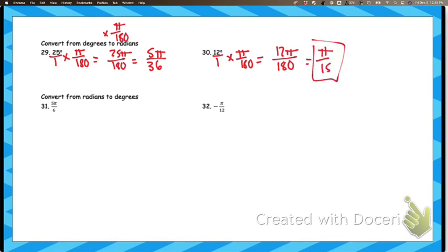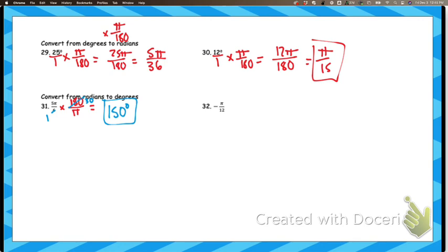Going from radians to degrees, we go the opposite way. We're going to get rid of the pi's. We want the pi's to cancel out, so we do 180 over pi. I'm going to go ahead and simplify before I multiply to make it a little easier. Diagonally, the 6 and the 180 are both divisible by 6. So I'll make that 1 and make that 30. So that's just 5 times 30, which is 150 degrees.